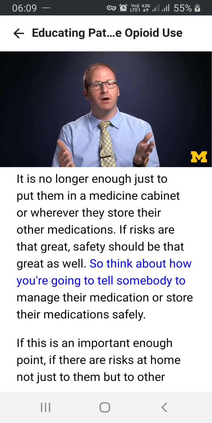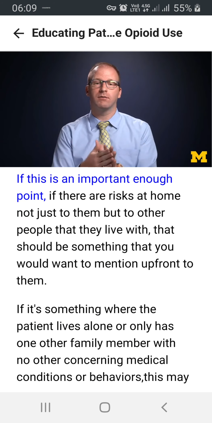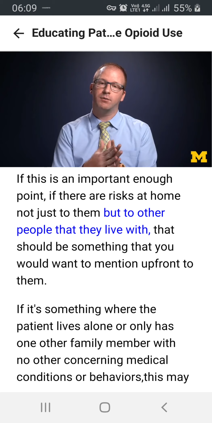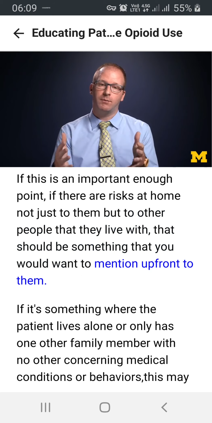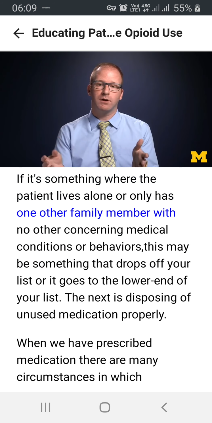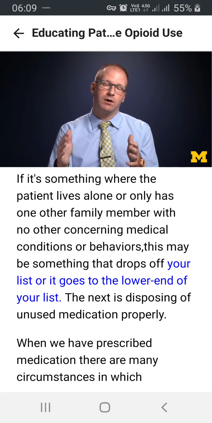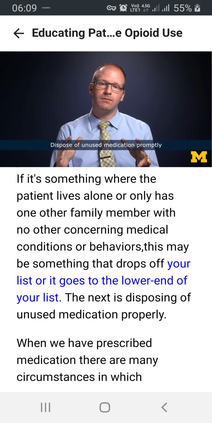So think about how you're going to tell somebody to store their medications safely. If this is an important enough point, if there are risks at home, not just to them, but to other people that they live with, that should be something that you would want to mention up front to them. If it's something where the patient lives alone or only has one other family member with no other concerning medical conditions or behaviors, this may be something that drops off your list or goes to the lower end of your list. The next is disposing of unused medication promptly.